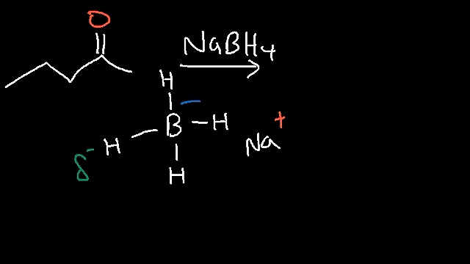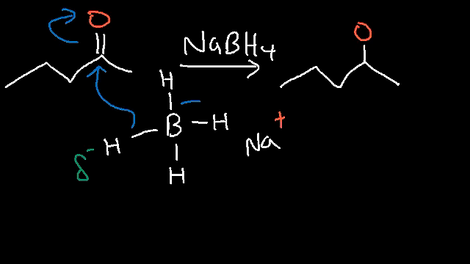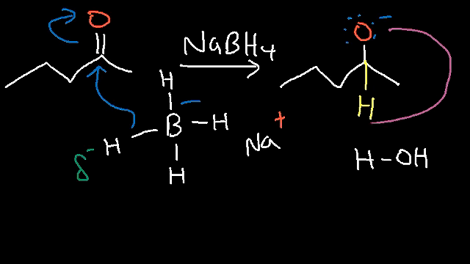This nucleophilic hydride ion attacks the carbonyl carbon, causing the pi bond to break, giving us an alkoxide ion. So the mechanism is very similar, but instead of adding a methyl group, we're going to add a hydrogen atom. And then in the next step, it can grab a hydrogen from H3O+, or we could use water as well. Let's use water in this example.